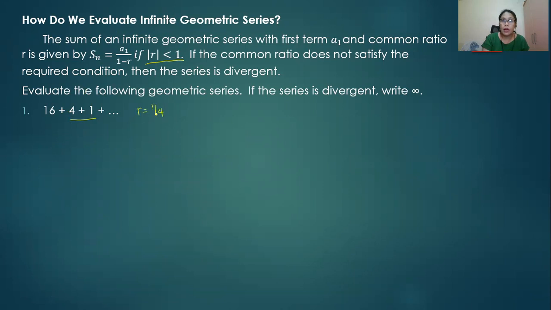And we consider that we can solve for this geometric series. And how do we solve for this? This is S sub n. So the first term is 16 all over 1 minus the common ratio 1/4. Evaluating this expression, we get 64 over 3.